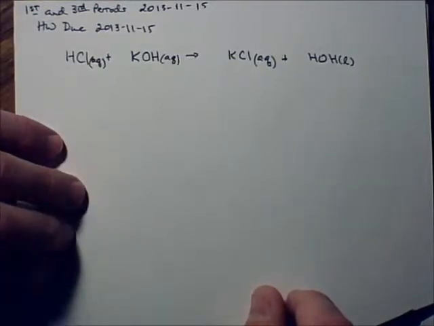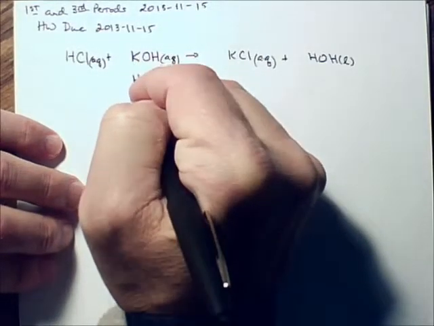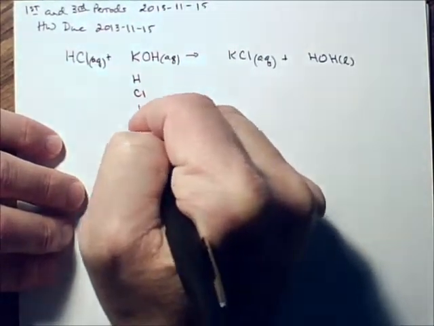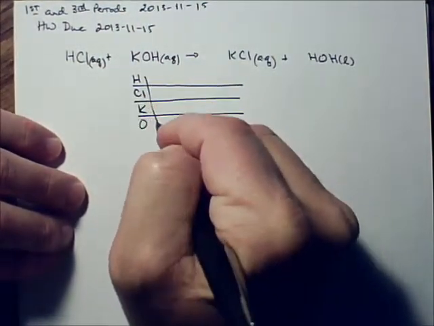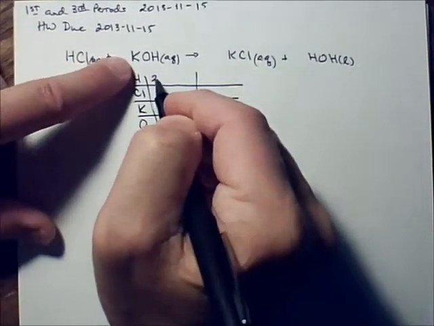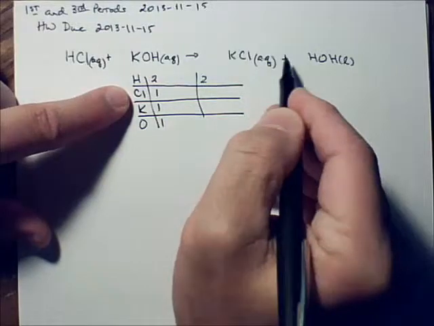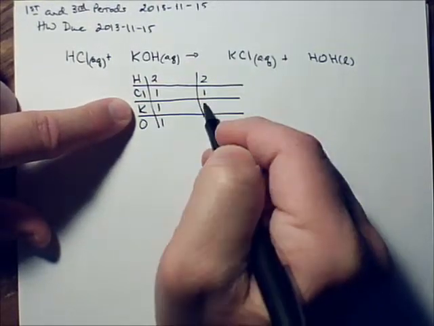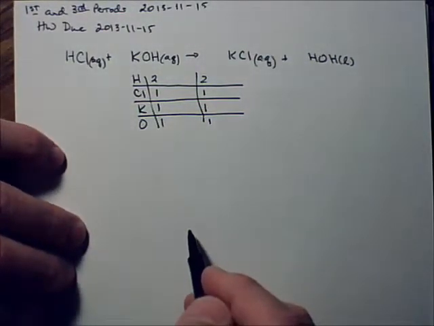We need to balance the equation. Now, yes, this is already balanced. But I'm from Missouri. Okay? And you got to show me that it's balanced, and you do that with an atom inventory. So you got 1 hydrogen here and 1 here, that's 2. 1 chlorine, 1 potassium, 1 oxygen. And over here we have 2 hydrogens, 1 chlorine, 1 potassium, and 1 oxygen. And so you can see now clearly that it's balanced, okay?